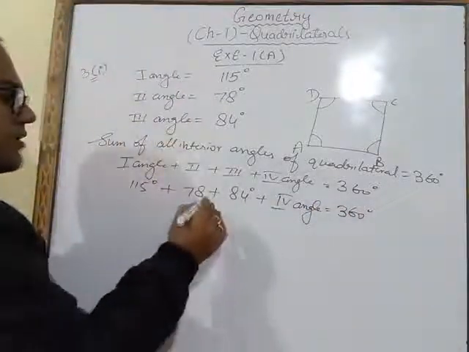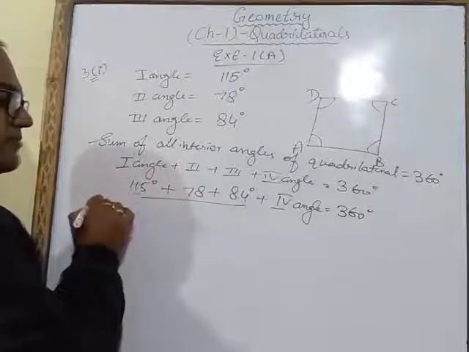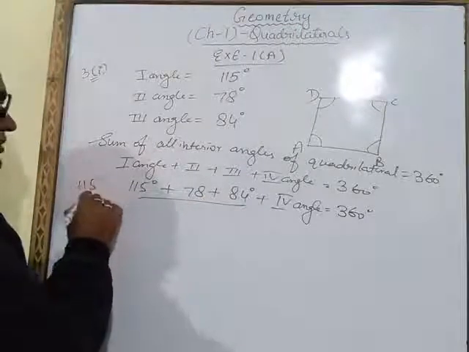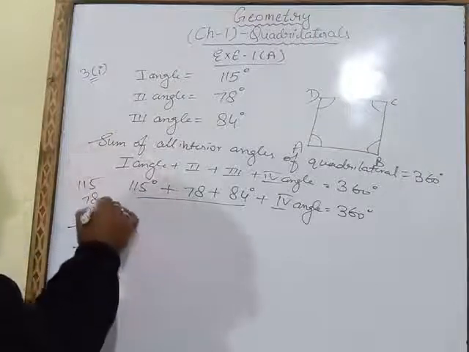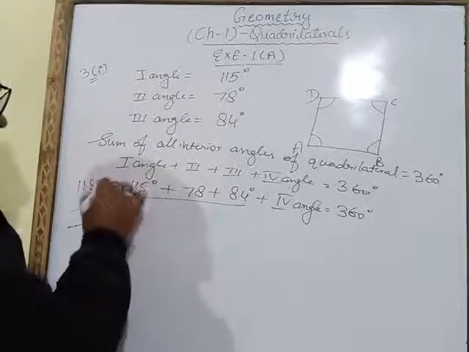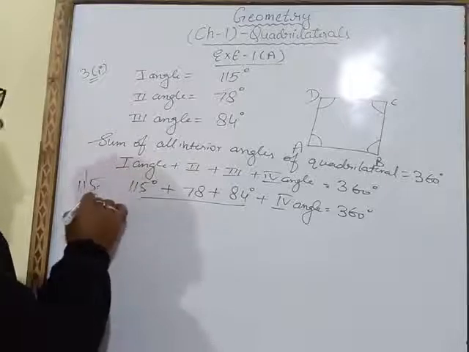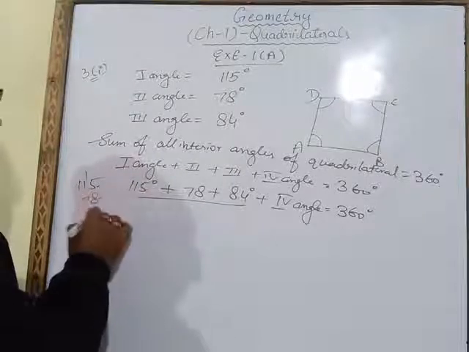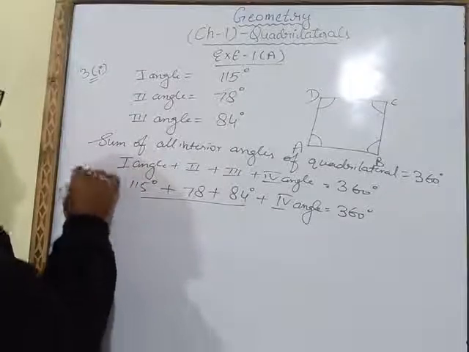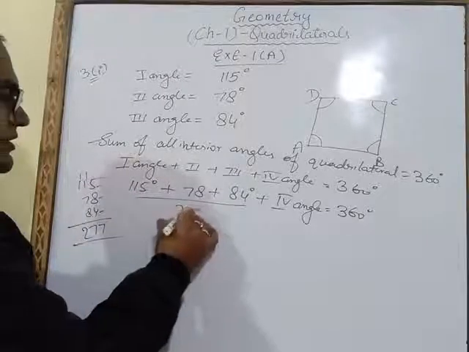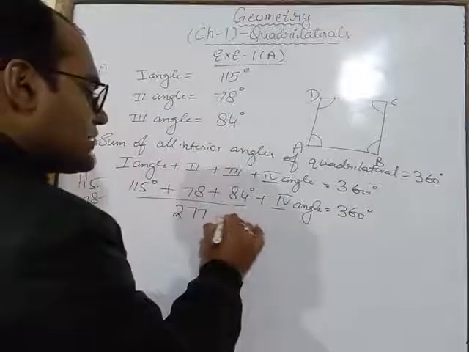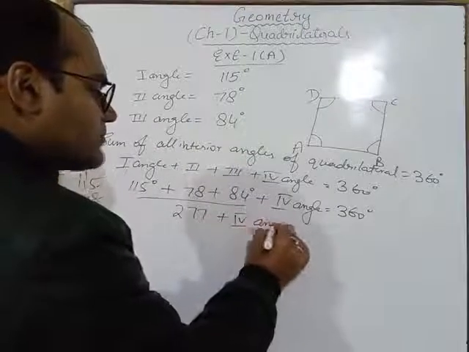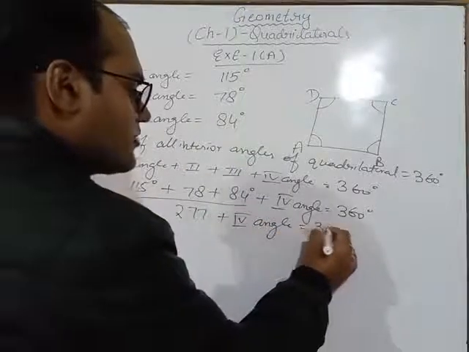Now we will add these three: 115, 78, 84. 8 plus 4 is 12, 12 plus 5 is 17, write 7 and carry 1. 8 plus 8 is 16, and 1 is 17, write 7 and carry 1. 277 is the sum of these three numbers, plus the 4th angle we don't know, is equal to 360.